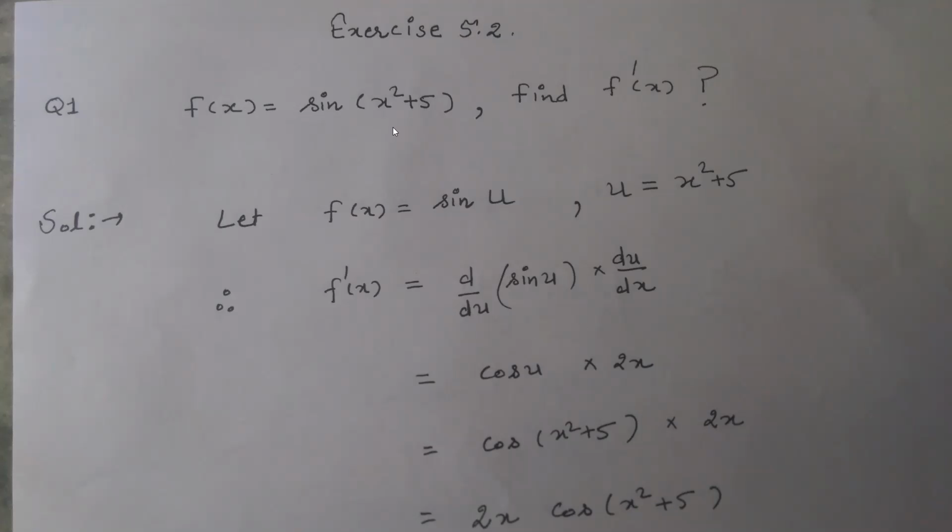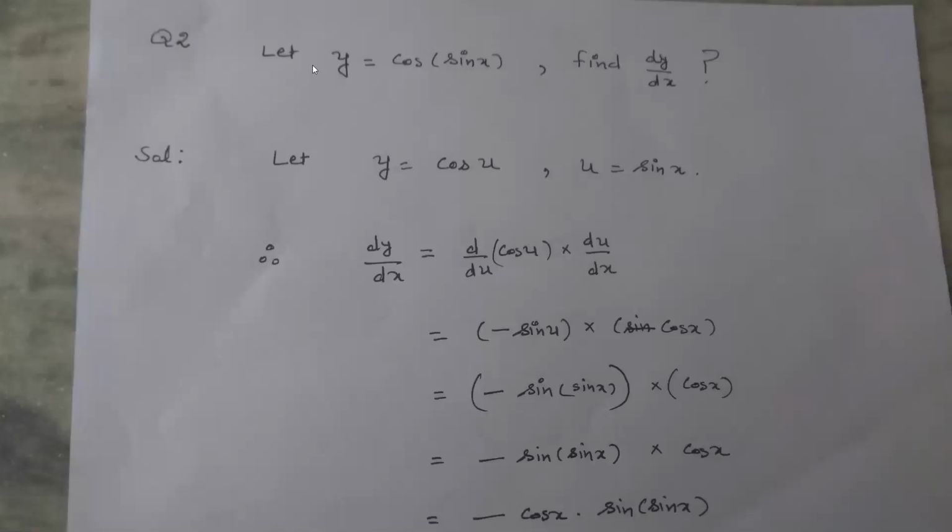Now our next question is question number 2. Let y be equal to cos(sin x). Find dy/dx. Again, here also we have cos of sin x. If this is cos x, there is no problem. This is just the formula. What is the formula? If y is equal to cos x, then the derivative is minus sin x. But this is not cos x. In place of x, this is sin x. So we write sin x as equal to u. This becomes cos u.